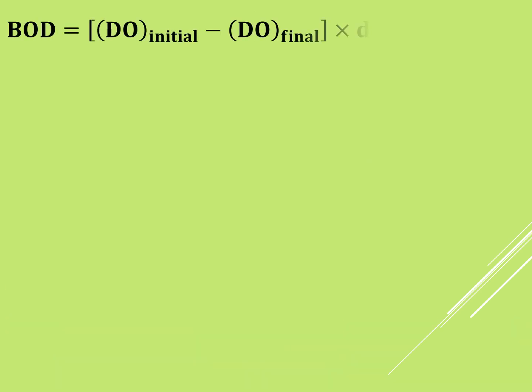So the formula that is used is like this: BOD is equal to initial dissolved oxygen minus final dissolved oxygen into dilution factor. Now what is this dilution factor? Suppose you have a water sample which is very less in volume, like we have only 20 ml of that. We cannot find out the BOD from that. So what we do is we dilute this with nutrient water.